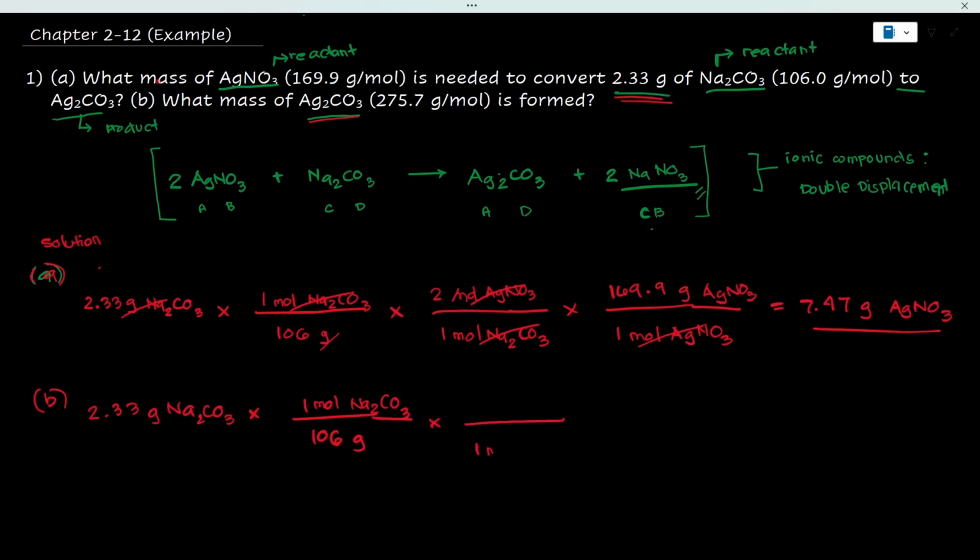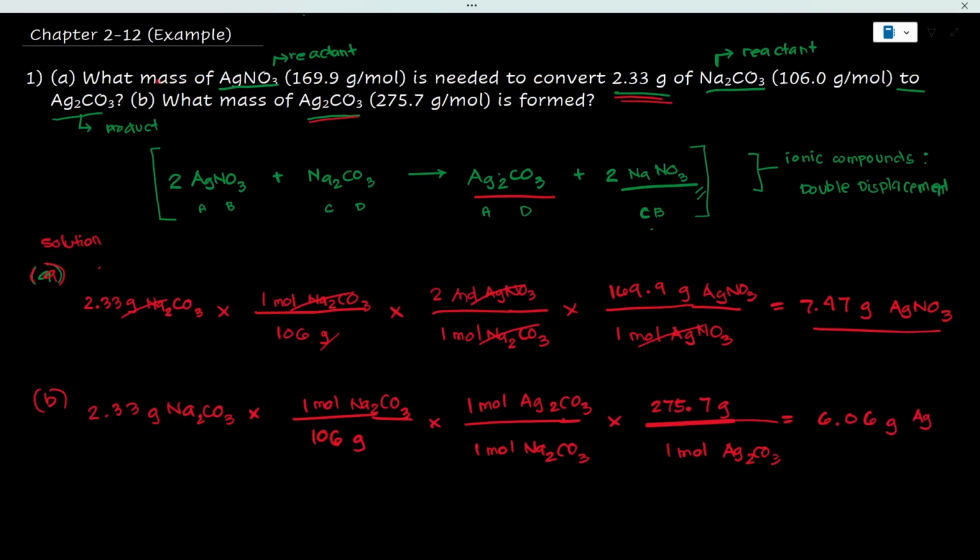So 1 mole of sodium carbonate is here. How many moles, according to the balanced chemical equation, is silver carbonate, which is this? It's 1 mole. This is a 1-to-1 ratio. And with that, we can relate them and use its molar mass. The molar mass of silver carbonate is 275.7 grams. And using your calculator, that would be 6.06 grams Ag2CO3. So that's how you answer this type of problem. You have answered part A and part B.